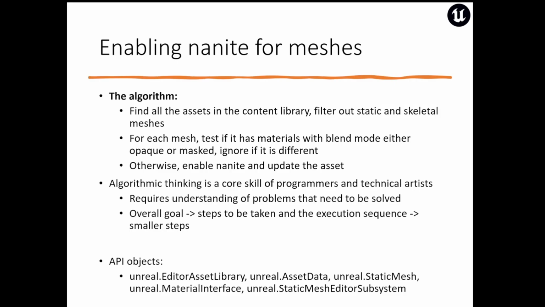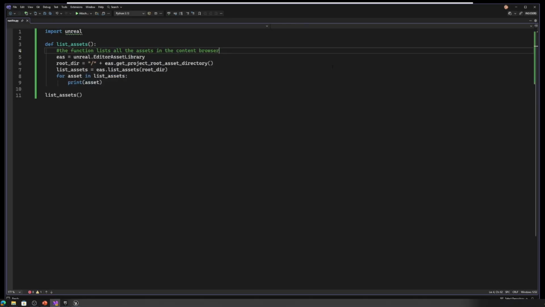I should note here that another valuable skill for a good technical artist is algorithmic thinking. That means you understand the problem that needs to be solved and can break down the solution into actionable steps and the execution sequence. You should also know which steps require further subdivision into smaller tasks.